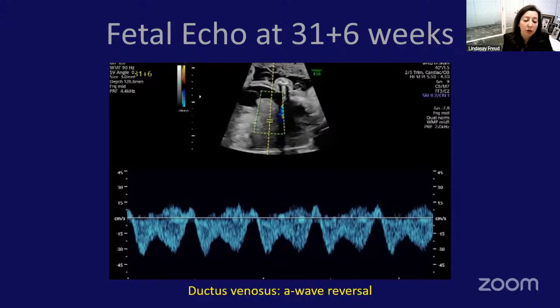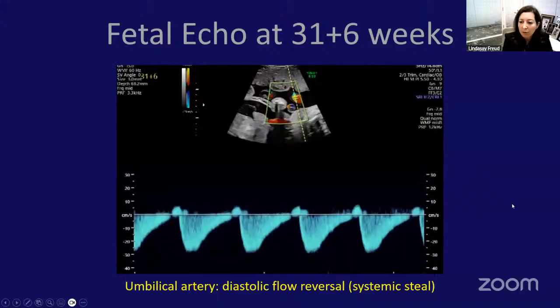So when we return to our patient, just to illustrate what it looks like, you can see that there is a wave reversal in the ductus venosus. So you've got high right atrial pressures, and this is the context of a normal fetal cardiac rhythm. We'll hear more about abnormal rhythms in the next talk.